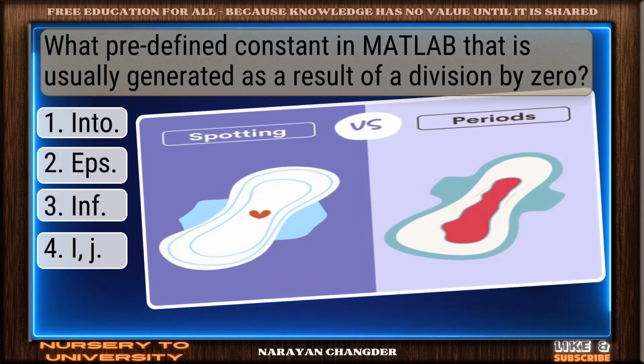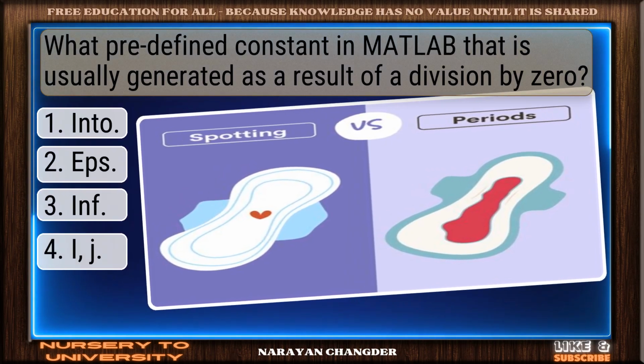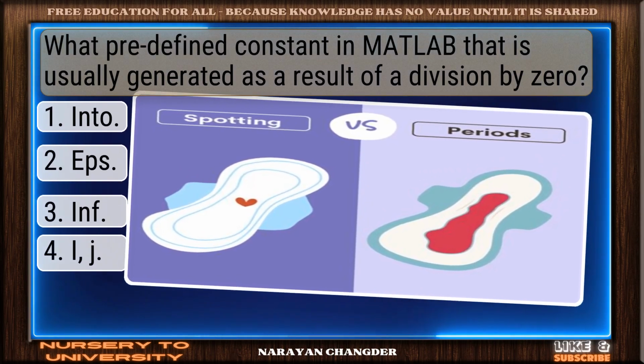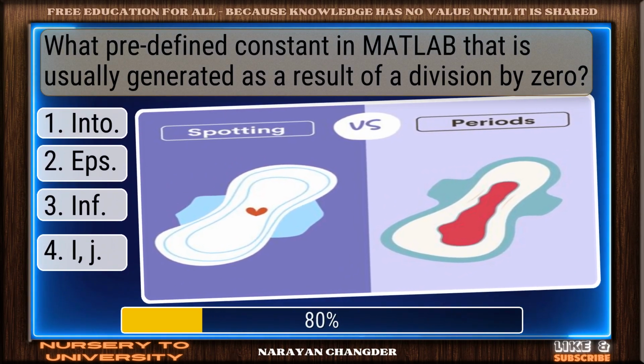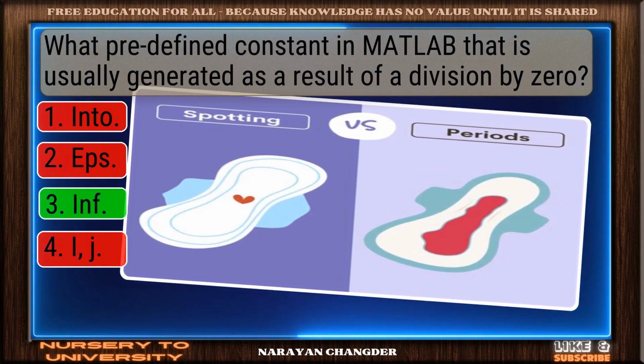Question number 12. What predefined constant in Matlab is usually generated as a result of a division by 0? Strong choice. Inf is the right answer.